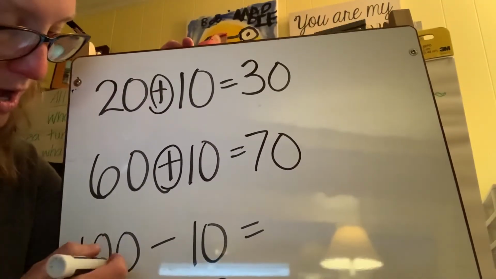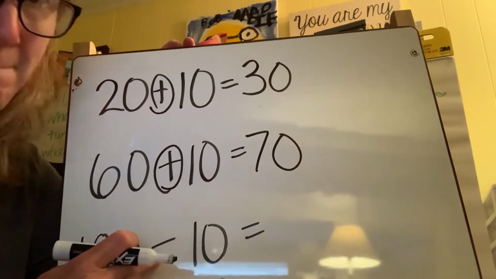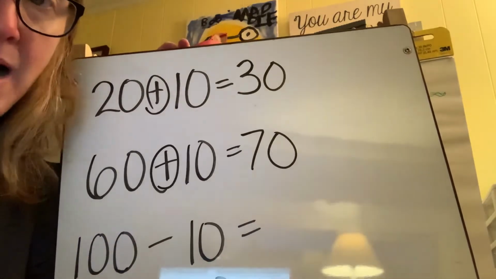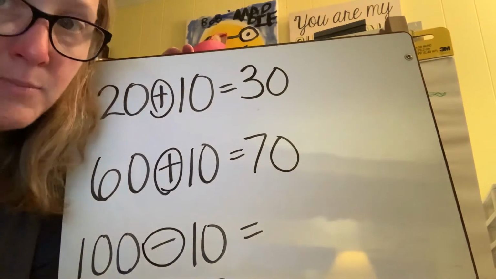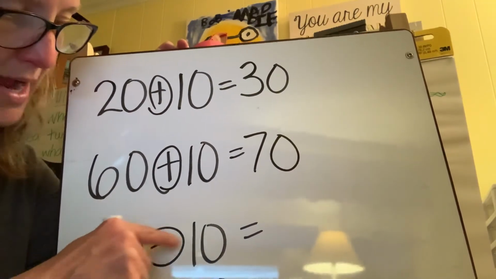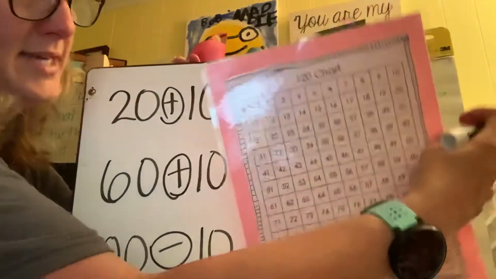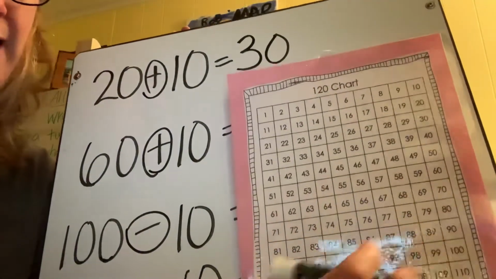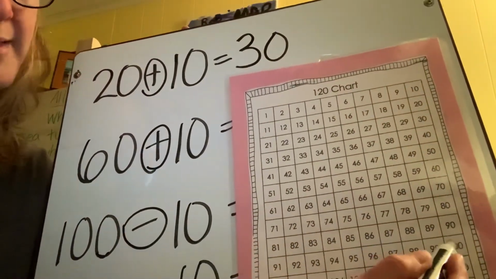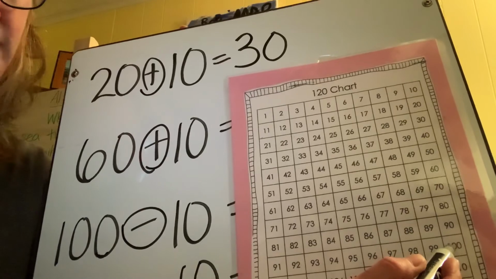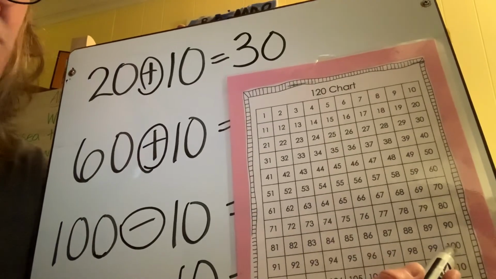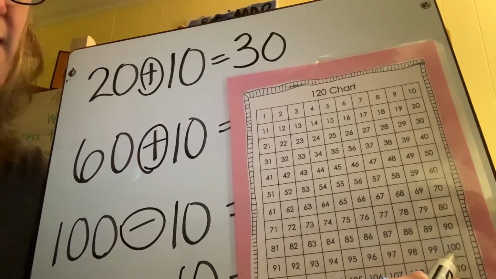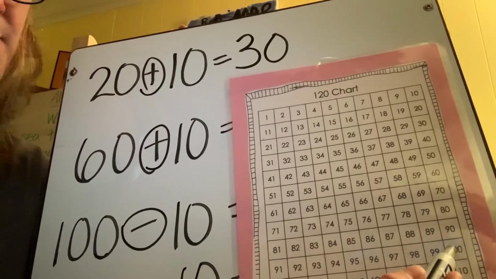Now, look now here. I have 100 minus. There's the minus sign. So I want to remember minus, subtraction. 100 minus 10. Well, let's take a look at that 120s chart again. Here is, right down here is my 100. Hopefully you guys can see it. See where my marker is pointing to? There's the 100 there. If I am subtracting, I'm going up.